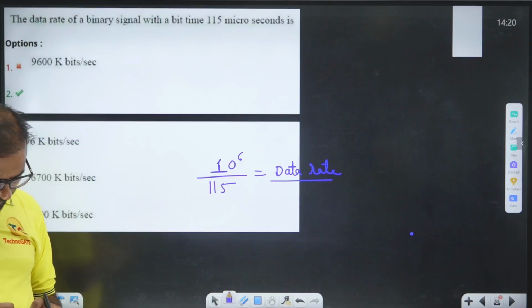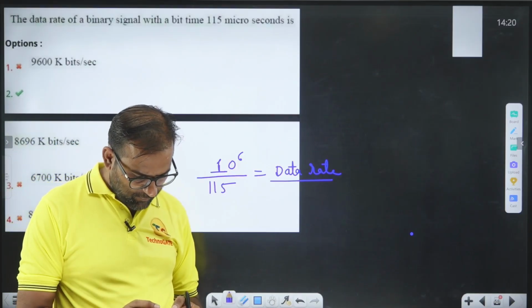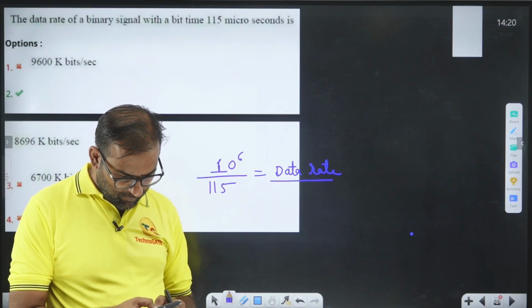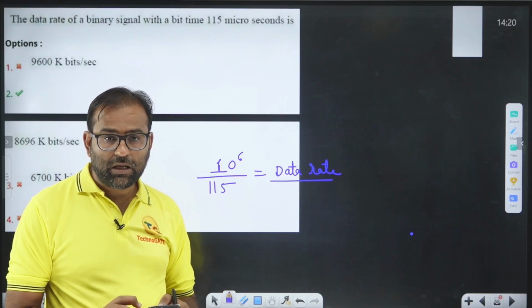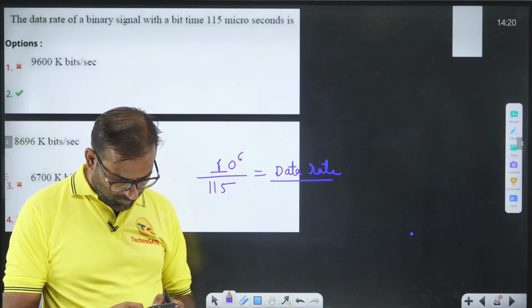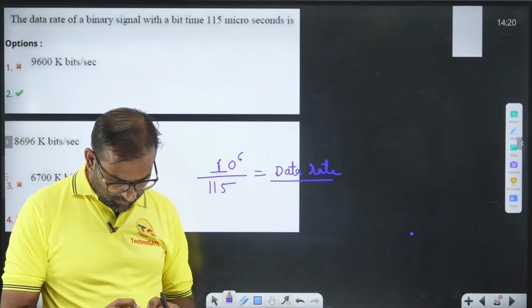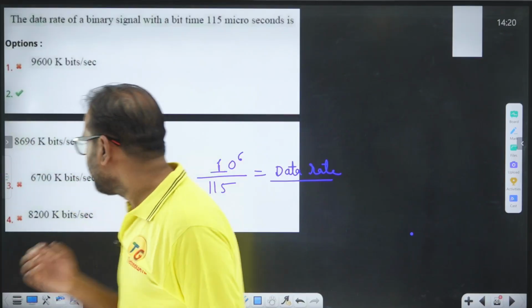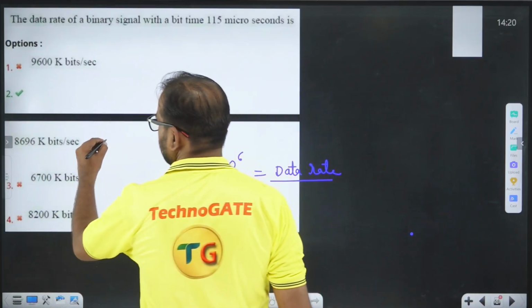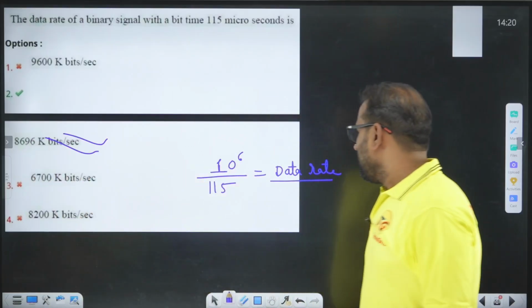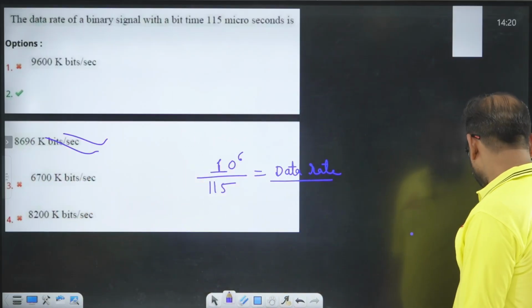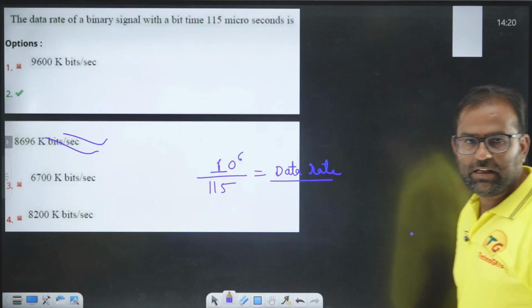This value comes out to be 8695. Okay, which option is correct? This is the data rate, 8696. I hope this is clear.